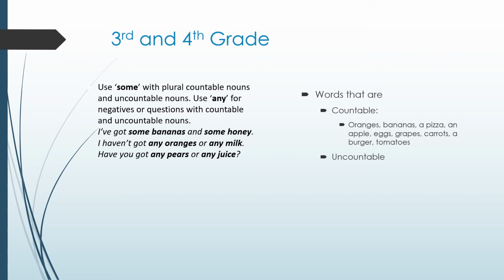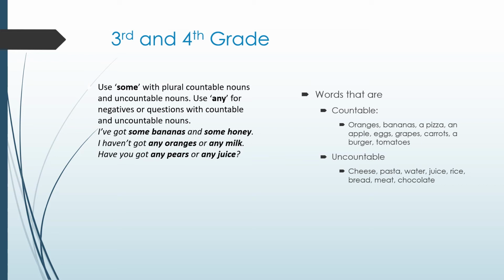Okay? Now, uncountable. Cheese, pasta, water, juice, rice, bread, meat, chocolate. We can't say I would like one of any of these things. So you can't say I would like 1 cheese. You could say I would like 1 slice of cheese, but it is safer just to use some. I would like some cheese. I would like some pasta. I would like some water. I would like some juice. I would like some rice. I would like some bread. I would like some meat. I would like some chocolate. Okay?